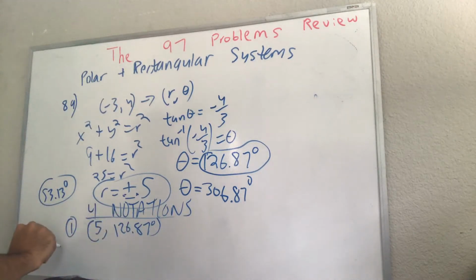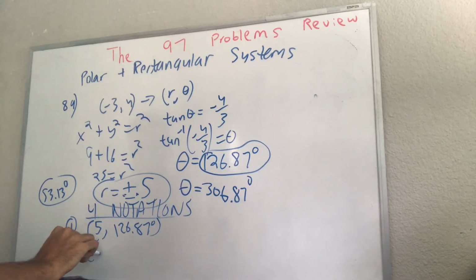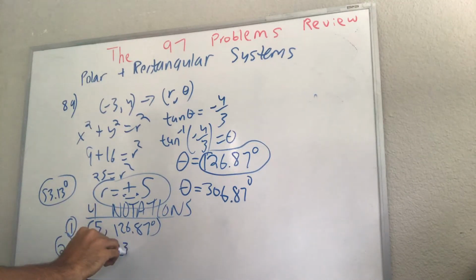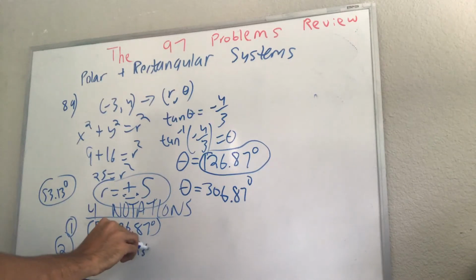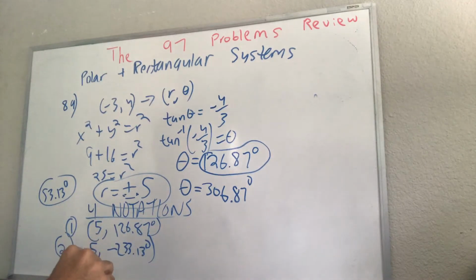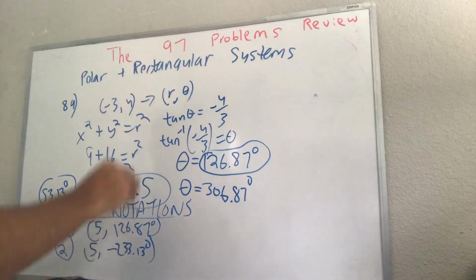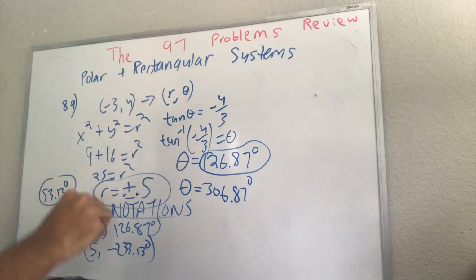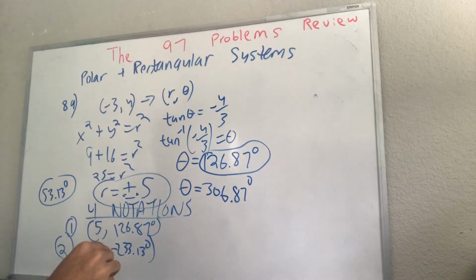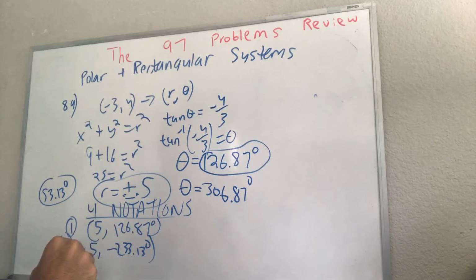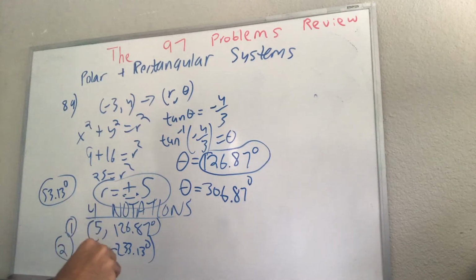Then you have your second possible one. Again, you have 5, -233.13 degrees. This is nothing but saying that instead of going counterclockwise, you're going in the clockwise direction. That's why I subtracted 360 from 126.87 to get that negative angle, -233.13 degrees. That's just going in the clockwise direction, but it means the same thing.